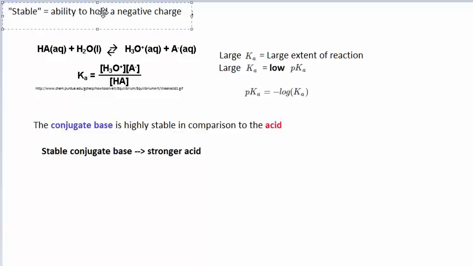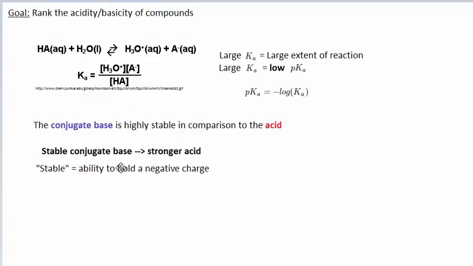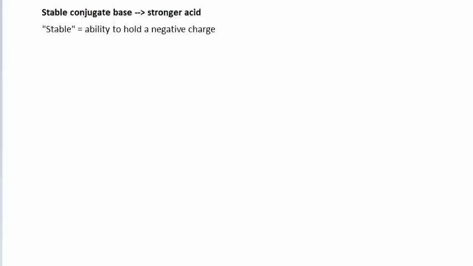So when we talk about stability, we're really talking about that conjugate base's ability to stabilize a negative charge when it has it. Okay, so today's objective, if we're trying to rank the acidity or basicity of the compound, we're really looking at the conjugate base's ability to hold a negative charge. So let's dive right in.